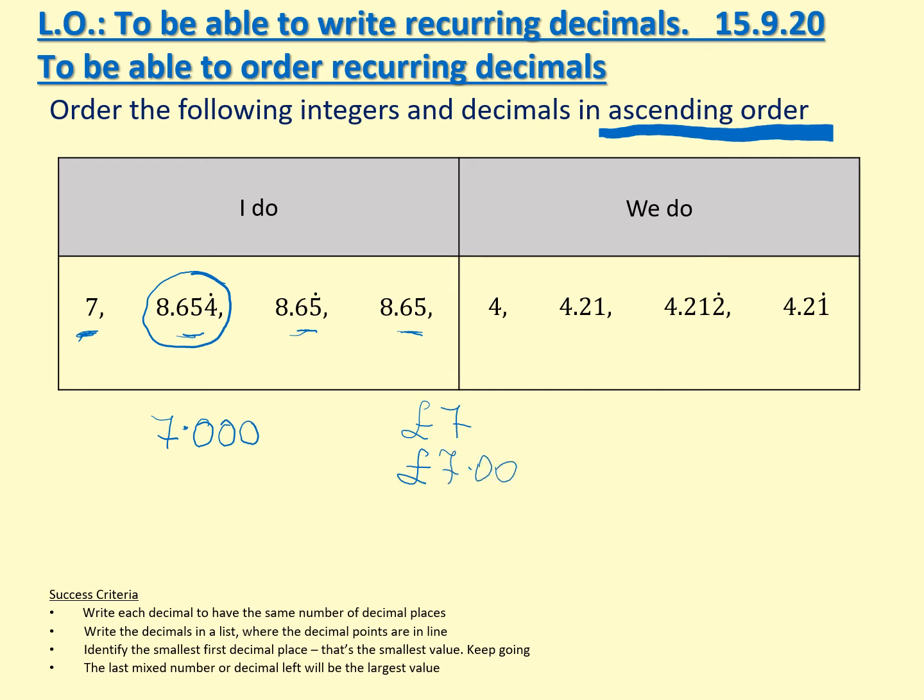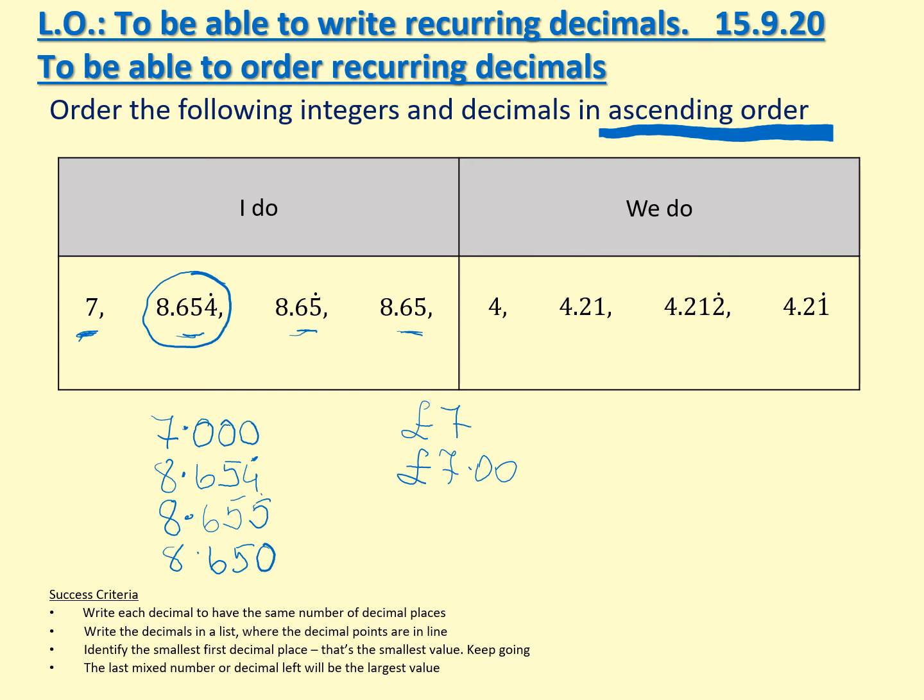Okay, so the next number is 8.654. Next one is 8.65, and this one has 5 recurring, so on the thousandths position we have another 5. And the last one is 8.65, and because this is not a recurring decimal, we have in here 0 thousandths. So we've done the first one. Write each decimal to have the same number of decimal places, the first success criteria.